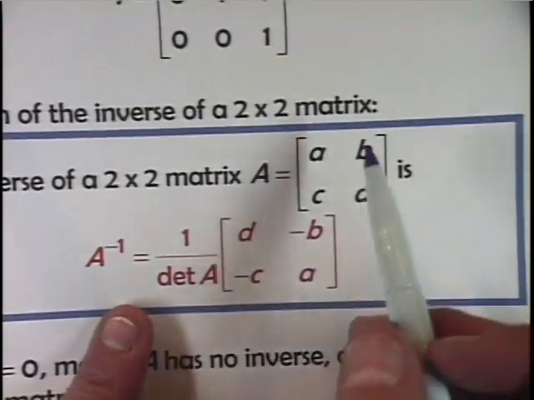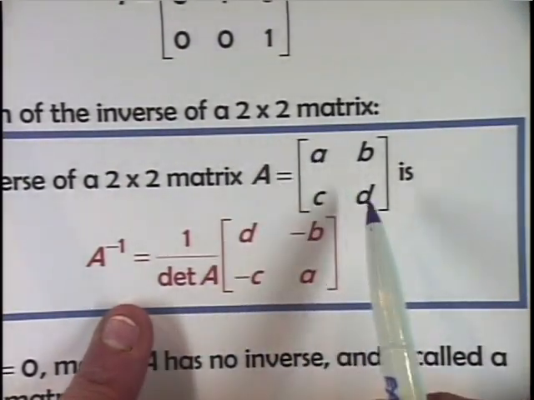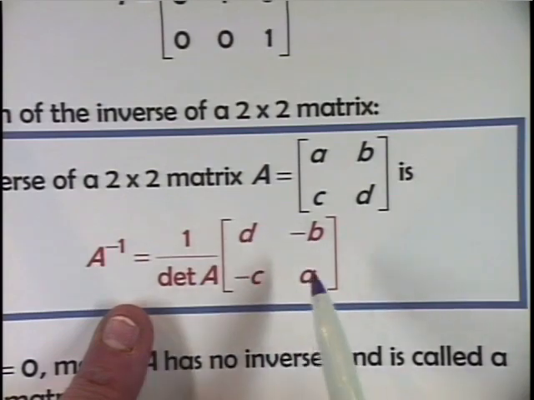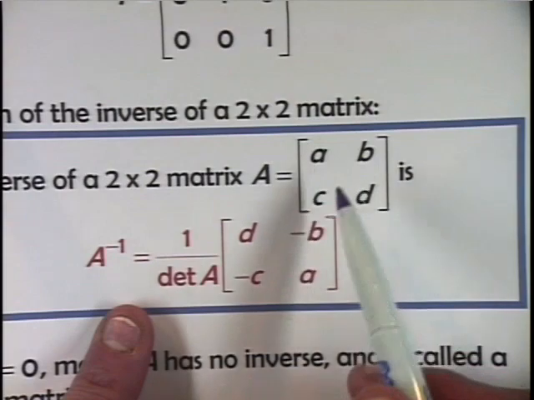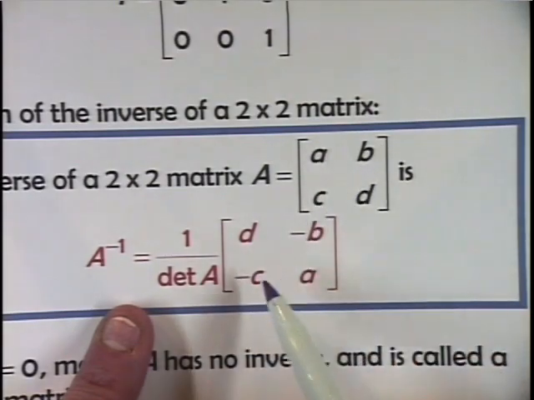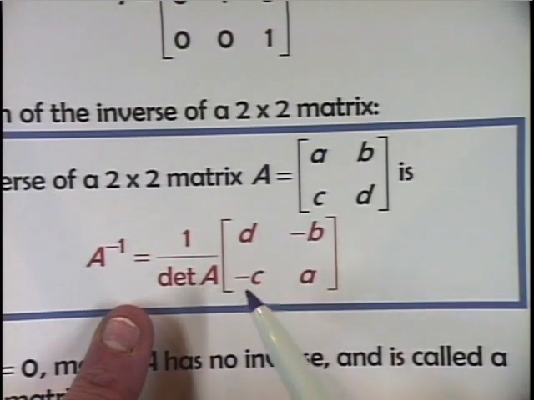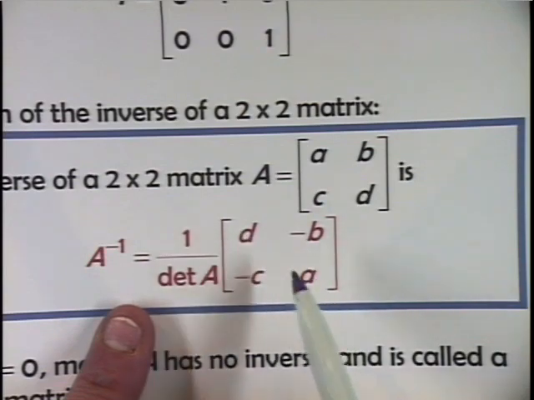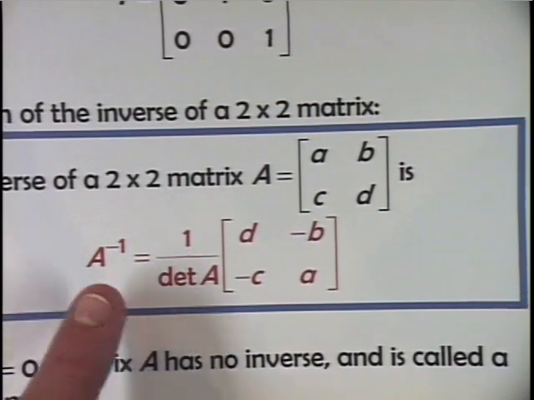Well, notice how it's related to the original matrix. Our original diagonal, a, d, is now interchanged, d, a. We have to switch the elements or the entries on the main diagonal. The other diagonal, c, b, they stay put, but now they become the opposite sign. So again, 1 over the determinant times the matrix that we get by switching the members along the main diagonal and taking the opposite of the elements or the entries on the other diagonal.